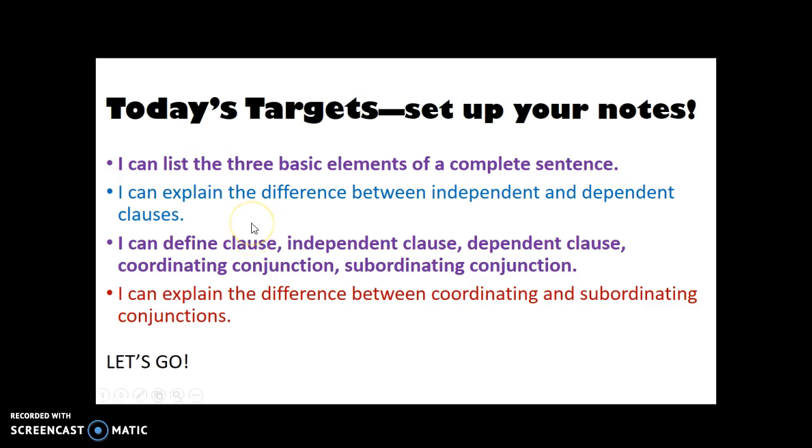What I want you to do first is set up your notes. So take out a piece of notebook paper and then create a space where you can do all 4 of these things as I get to it. So go ahead and pause this and start it again when you're ready to write some things down and fill in all of this stuff in your notes.